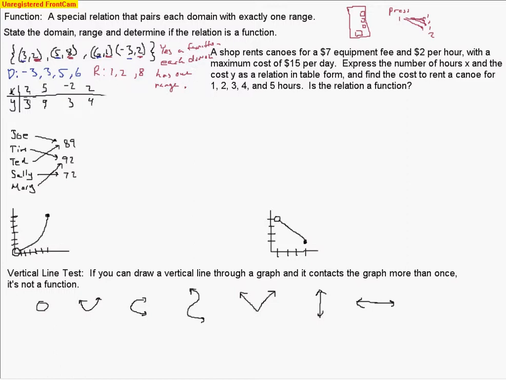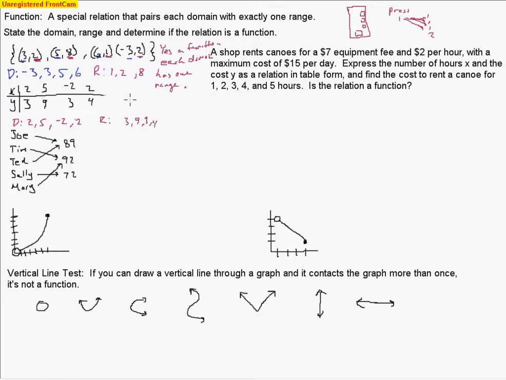Next one here, domain values. These are our domains. I'll just write them out. Domains are 2, 5, -2, and 2. And our range values, again, the 2 repeated, so we don't need to write that. That's not necessary, but I went ahead and did. So the range values are 3, 9, 3, and 4.